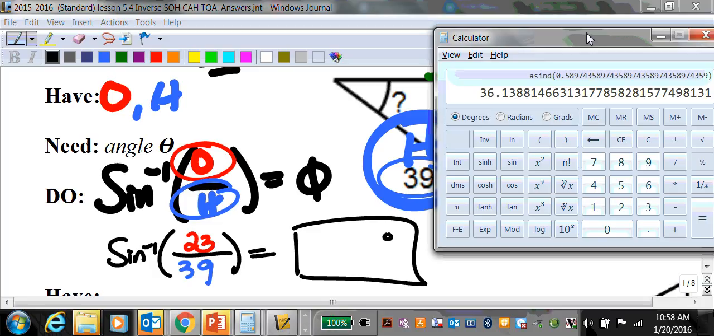You're going to go 23 divided by 39. Hit enter. All right, guys. Thumbs up. You got it right? You know how to get it? Okay, we're ready to move on?